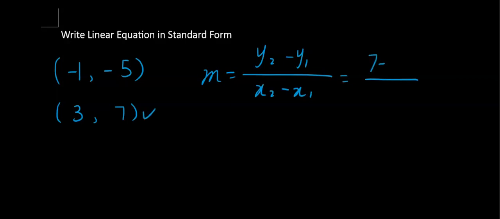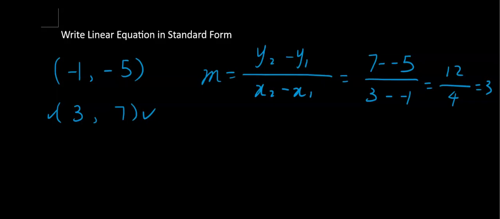So I have 7 minus (-5). And come back here again, 3 minus (-1). 7 minus negative 5 is 7 plus 5, that is 12. 3 minus negative 1 is 3 plus 1, that is 4. And I have 12 over 4. Slope is 3.